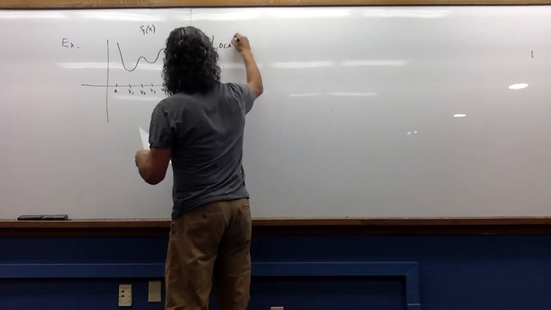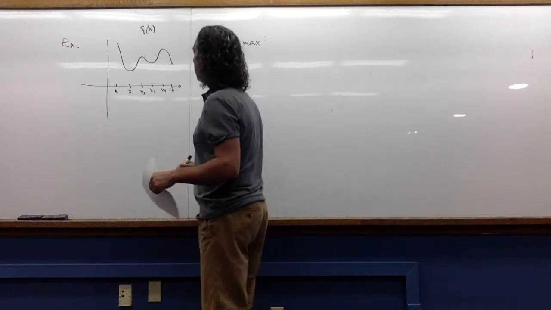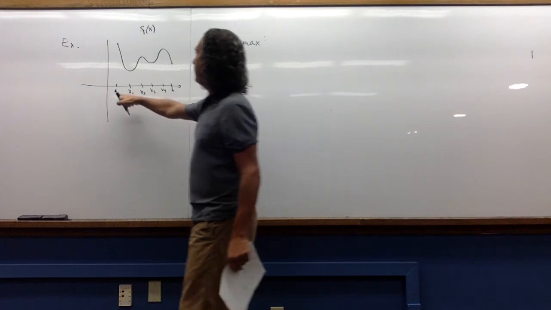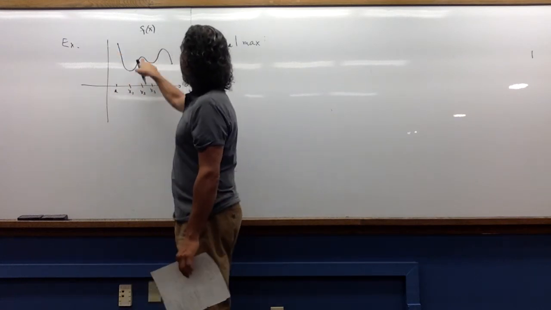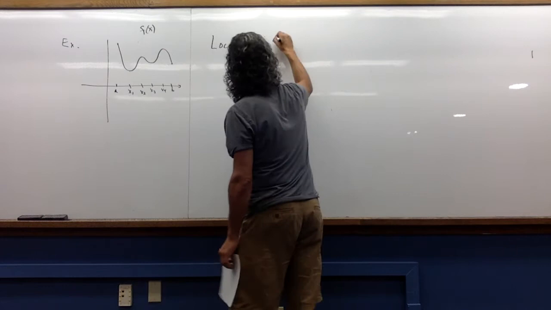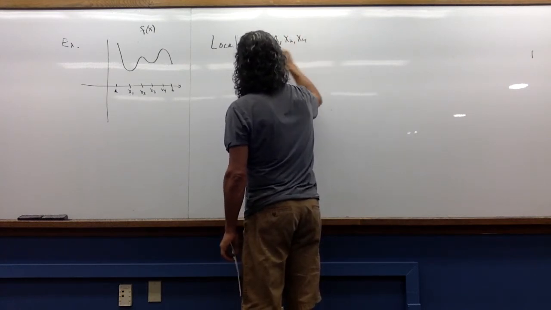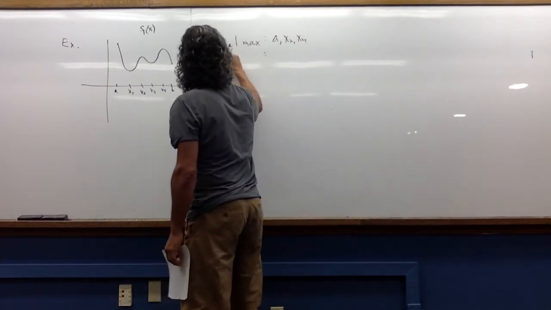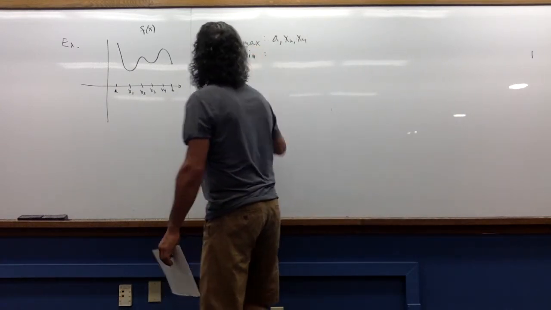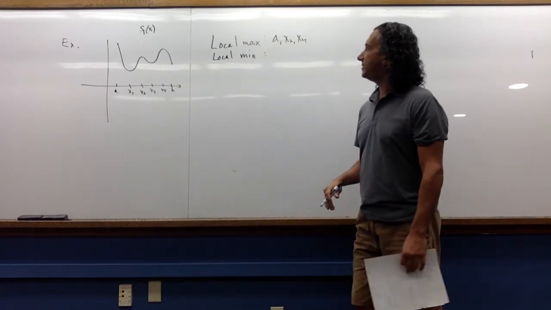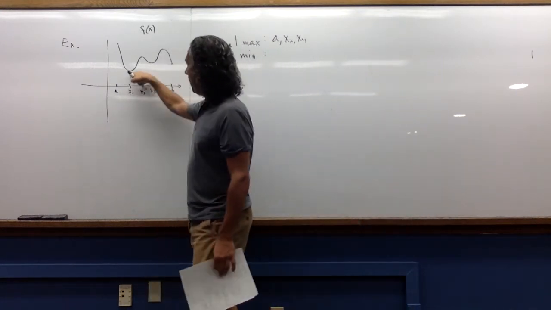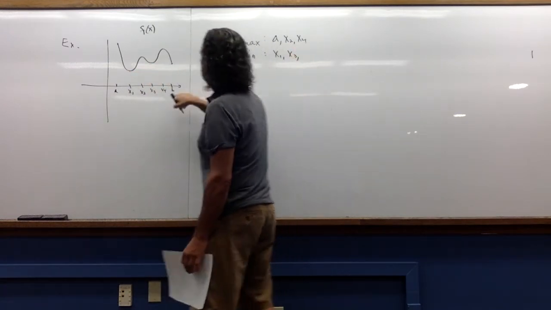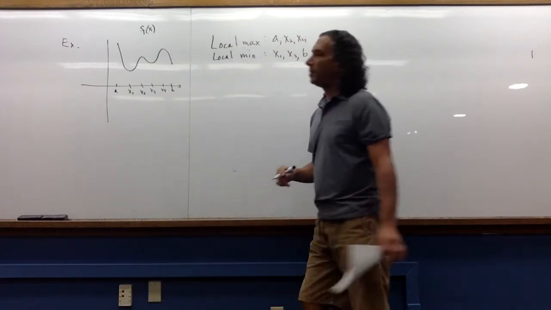So we have the local maxima. These are the points that, if you just look close, they're the highest points. So that would be A, that's a high point, x2, that's a high point, and x4. Local minima are locally low points. So, for example, x1, that's a local low point, x3, and B, that's a local low point.